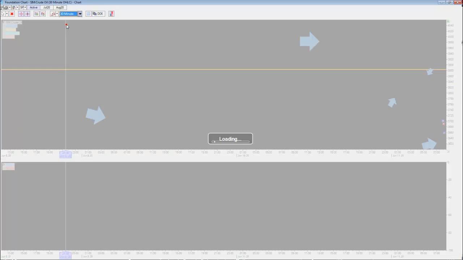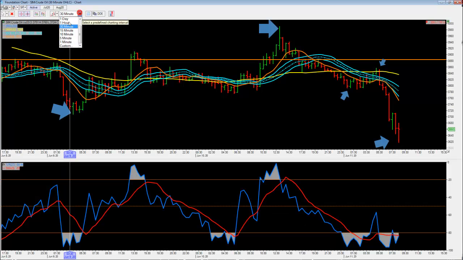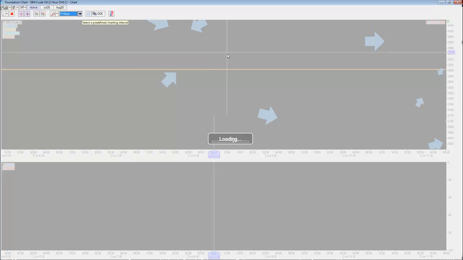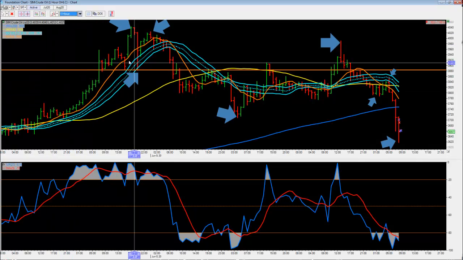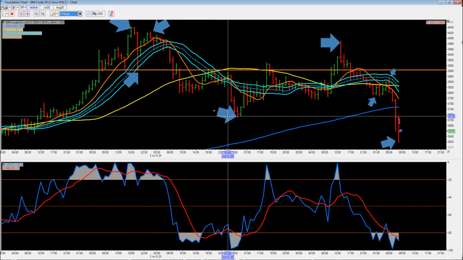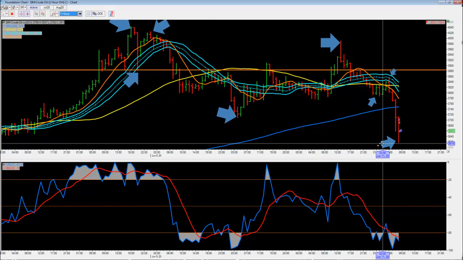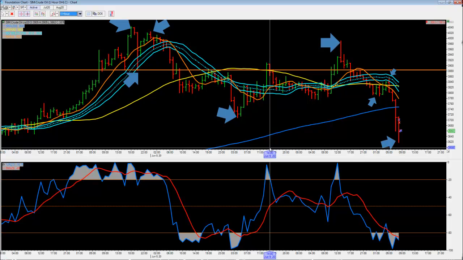The hourly chart is about as far as I'll go out counting waves as a day trader. So here's your hourly. Here's your 0. Here's your 1. Here's your 2. Here's your 3 forming.